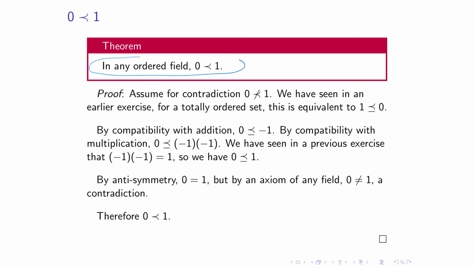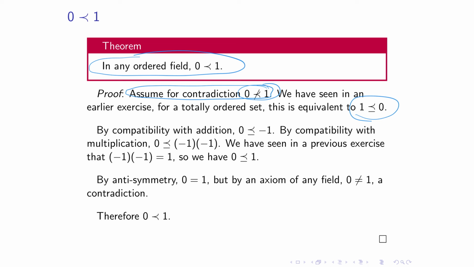Let's show that in any ordered field, and since we know that Q and R form an ordered field, this proof will hold just as well for both Q and R. So assume for contradiction that this is not true. And because we are dealing with a total order, the assumption that 0 does not precede 1 is the same thing as 1 precedes 0.